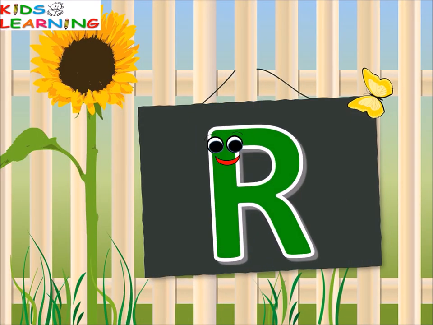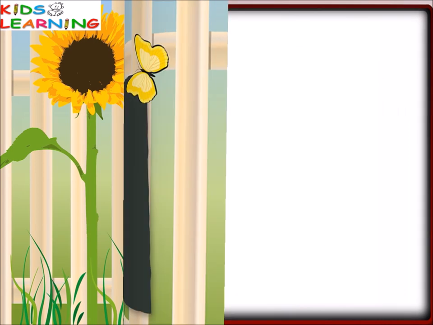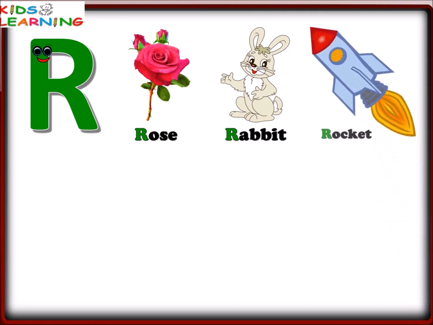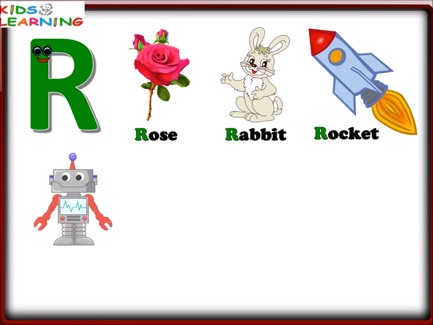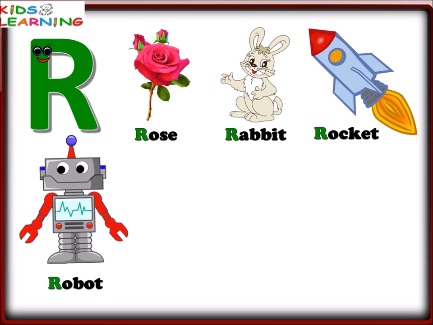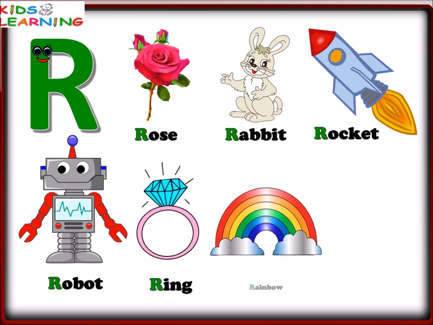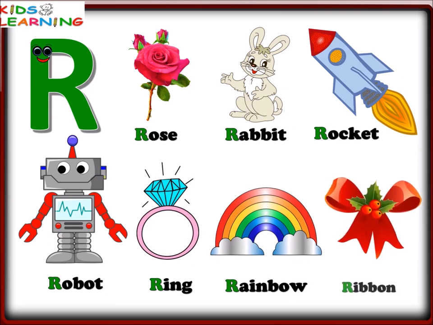R. R is for rose. Rabbit. Rocket. Robot. Ring. Rainbow. Ribbon.